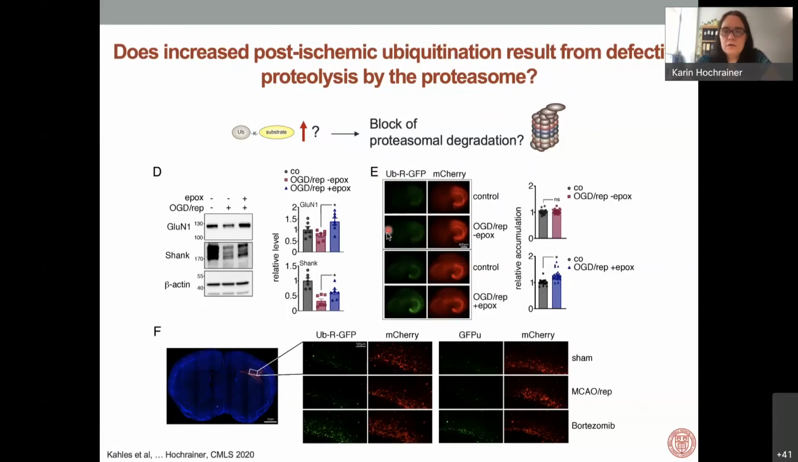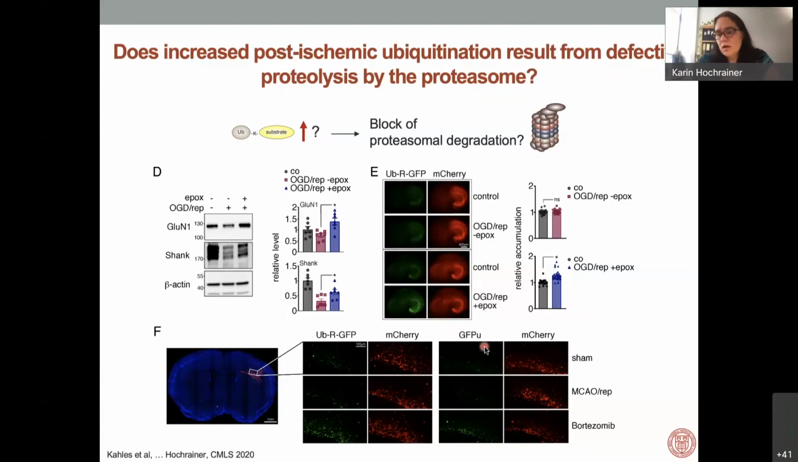But again, after OGD reperfusion, we do not see any accumulation of signal here, indicating that the proteasome is active enough to degrade this reporter. Again, we can stop the degradation when we pharmacologically inhibit the proteasome, as you can see with the fluorescence being higher. And we find the same thing if we use the same strategy in mice: no accumulation of signal after MCAO, only when you pharmacologically inhibit the proteasome. We showed the same with a different reporter as well.